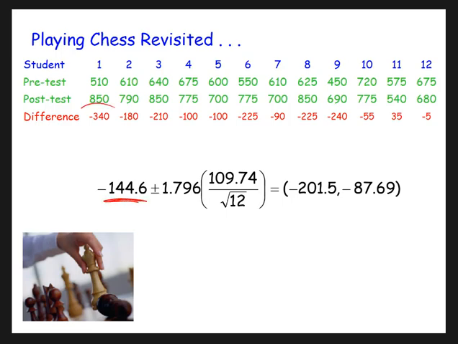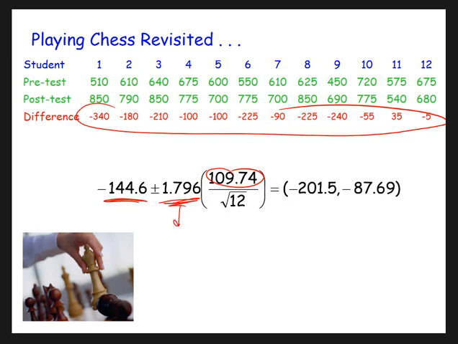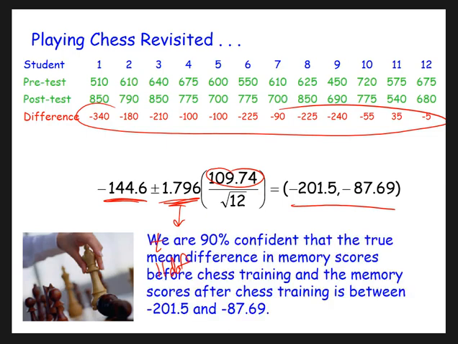So that's our mean of these differences. That's the standard deviation of these differences. That, of course, is a critical value from a t-distribution with 11 degrees of freedom, giving us an interval from negative 201.5 to negative 87.69. Again, this is a 90% confidence interval, so we are 90% confident that the true value of the difference is in that range. And since that does not include 0, that confirms that yes, there is a change in memory due to chess training.